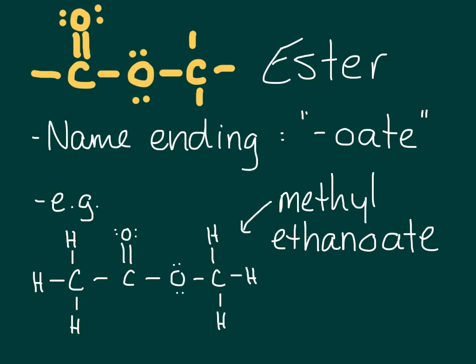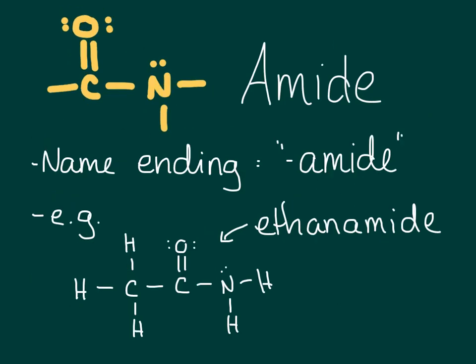In an ester, we still have that carbonyl group, and there is an oxygen on one side, but it is not an OH, it is an oxygen attached to another carbon. So these have names ending in -oate, O-A-T-E, such as methyl ethanoate. The methyl refers to what is attached over here, and the ethanoate part refers to the rest of the ester group. When we have a carbonyl bond with a nitrogen atom on at least one side, these are known as amides. These have names ending in amide, and one example is ethanamide.